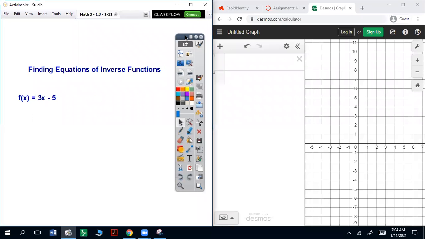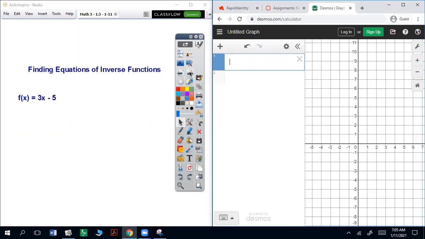When you're given a function, like f of x equals 3x minus 5, you want to be able to solve for its inverse. So we have a couple of steps. First, what I would encourage you to do is graph it. I'll hold off on that for a second.